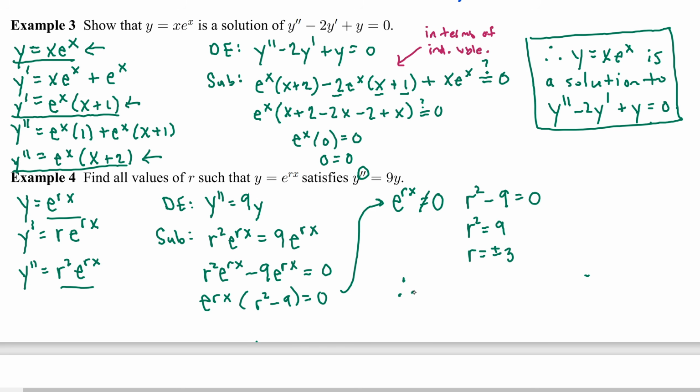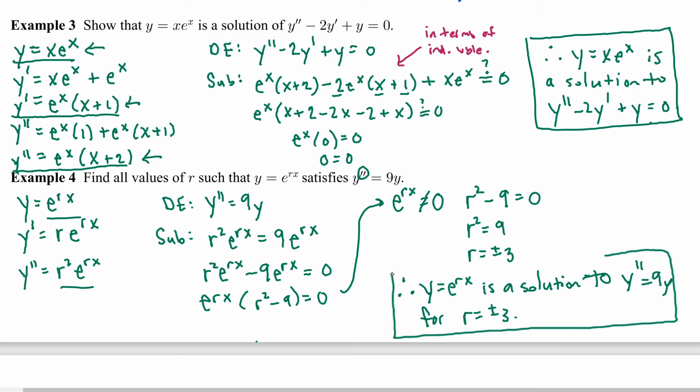We can say, therefore, y equals e to the rx is a solution to y double prime equals 9y for r equal to plus or minus 3. So that's a pretty straightforward example, but actually it's a pretty important example. You just did something called finding the roots of a characteristic equation. That's something that's going to be really important to us coming up very soon.